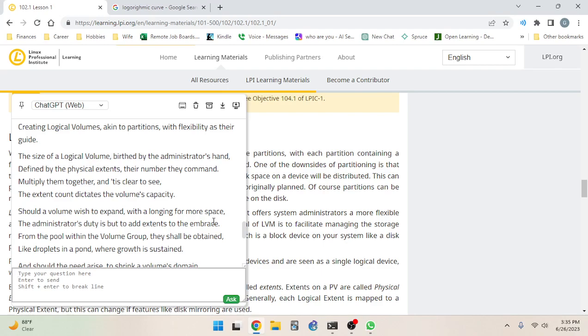Oh, that's interesting. So it's the size of the logical volume times the physical extent of the disk.